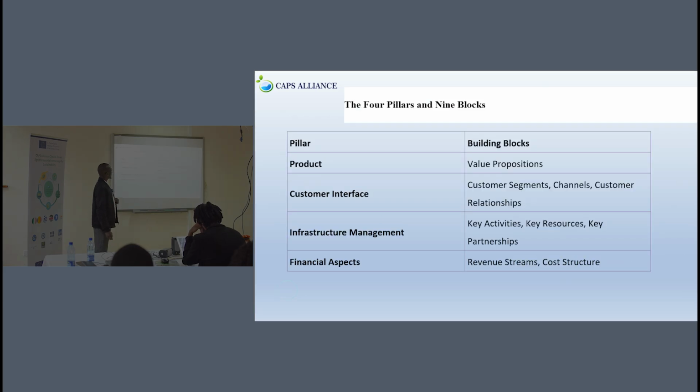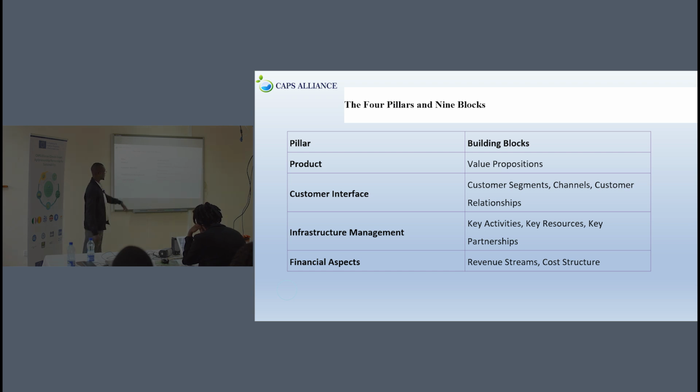Then the pillars of the 9 blocks. Remember, we have looked at the 9 blocks. So what are the pillars? We have 4 pillars. The first pillar is product, and the building block is the value proposition. Then the customer interface. We have to look at the customer segments, the channels, and the customer relations. How do you relate with the customers?